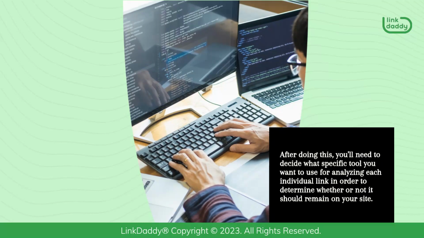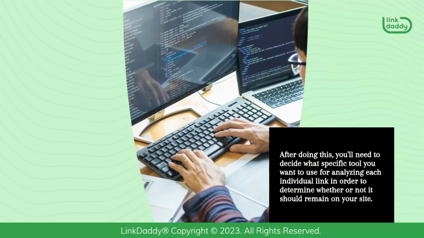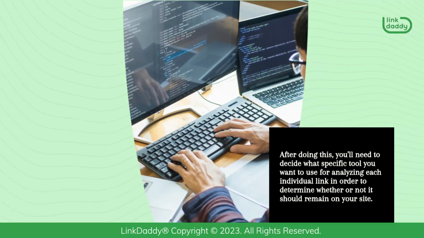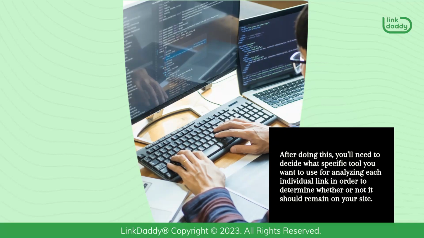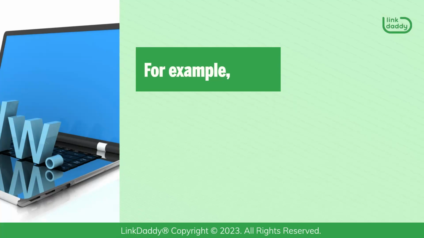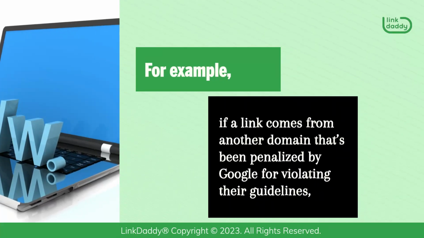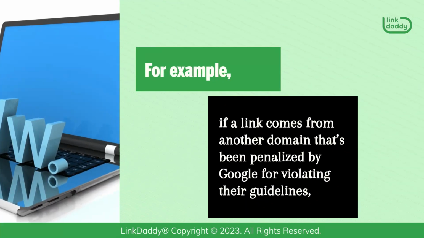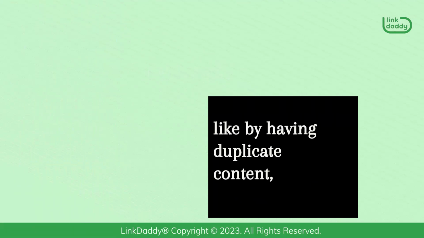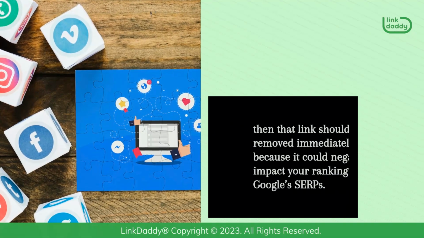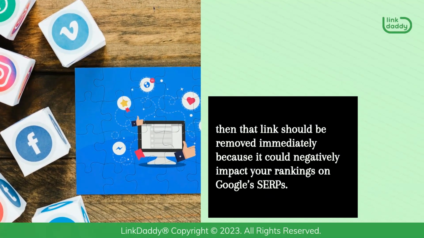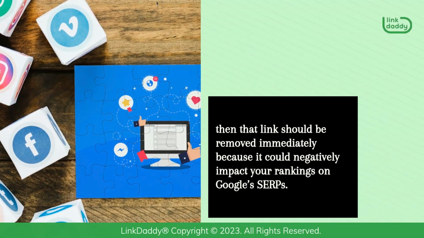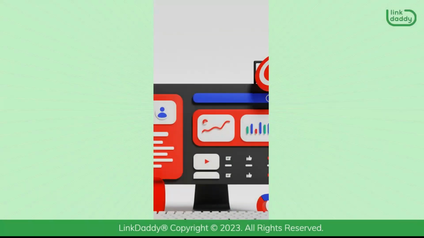After doing this, you'll need to decide what specific tool you want to use for analyzing each individual link in order to determine whether or not it should remain on your site. For example, if a link comes from another domain that's been penalized by Google for violating their guidelines, like by having duplicate content, then that link should be removed immediately because it could negatively impact your rankings on Google's SERPs.